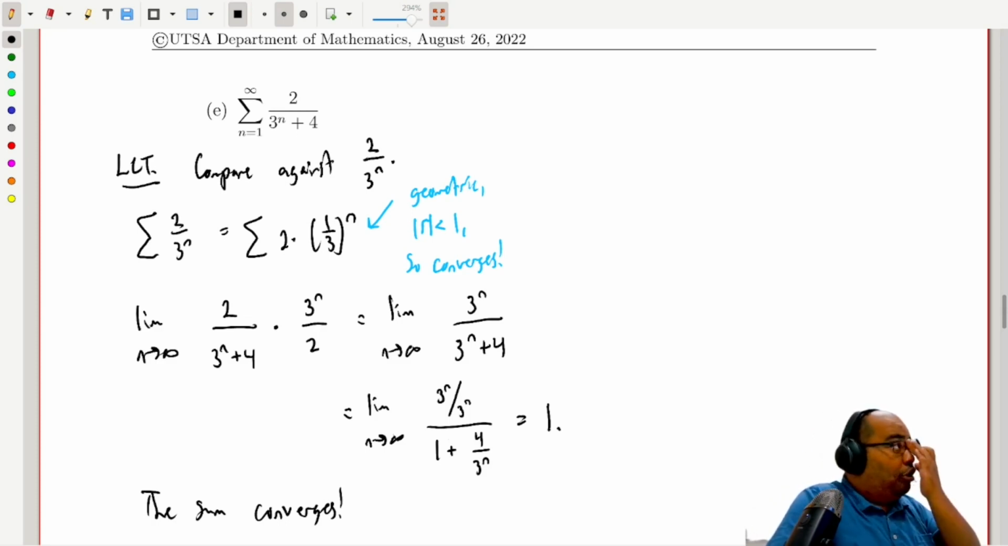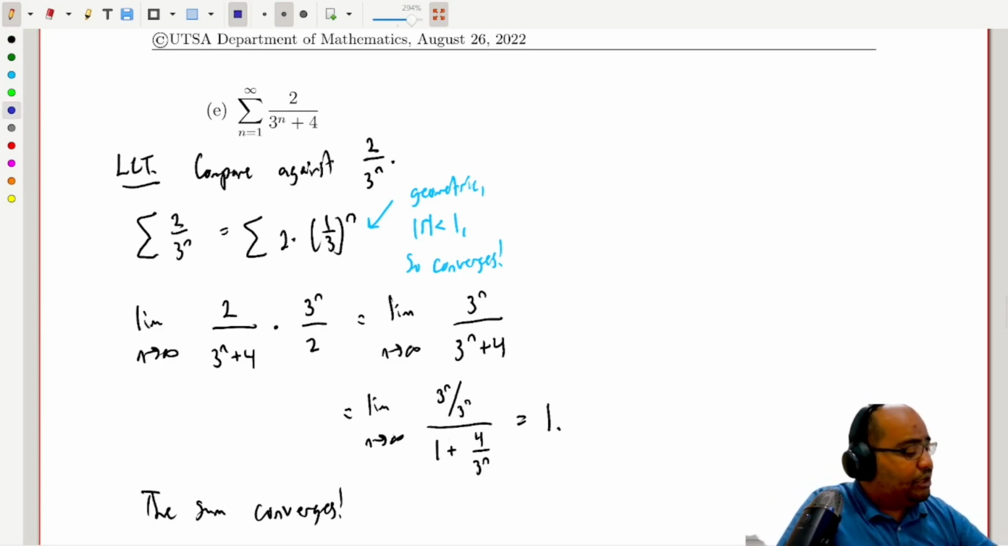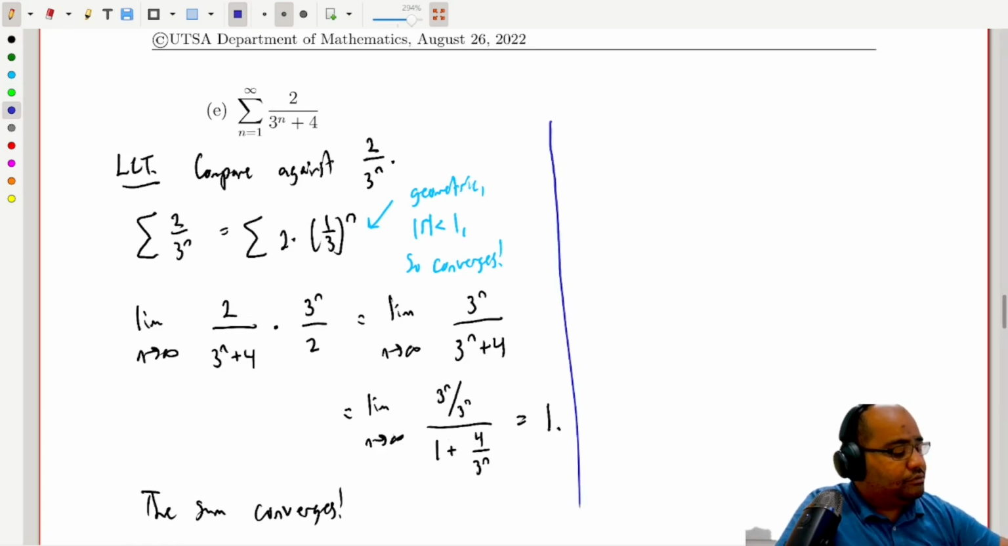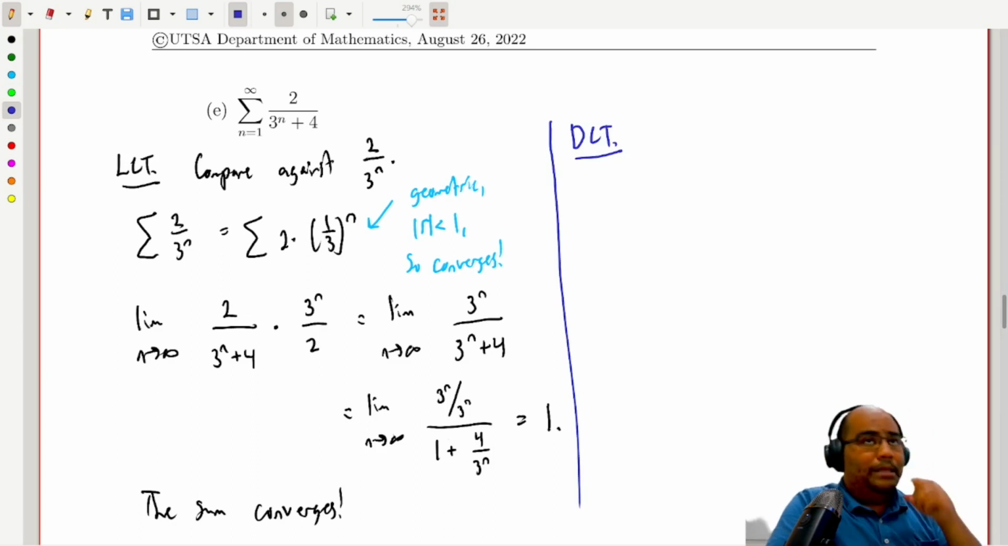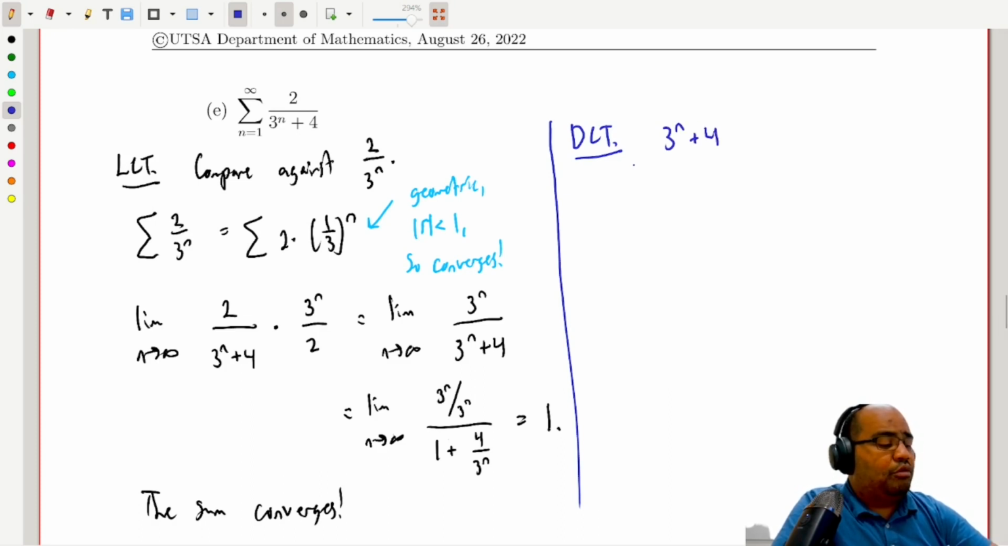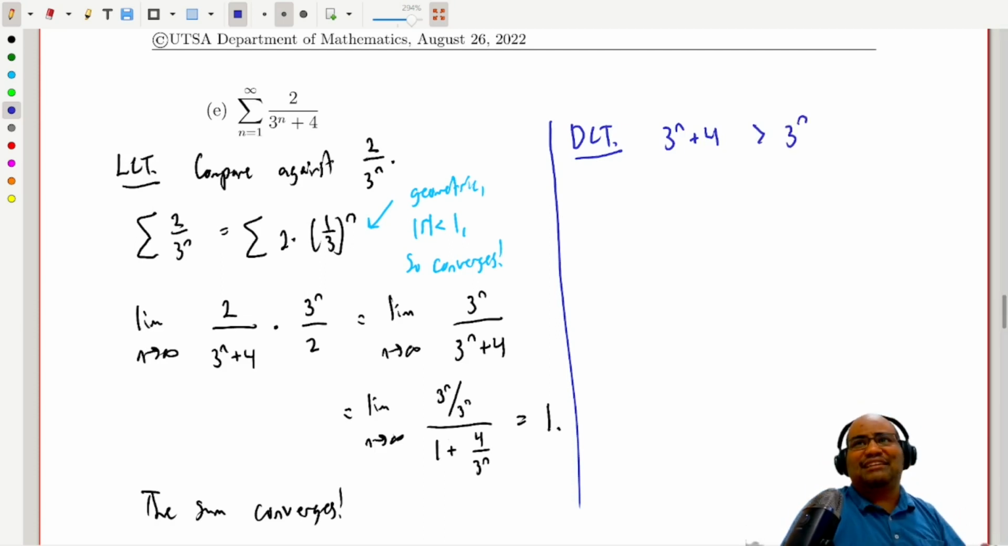Now you can also get this directly by using the direct comparison test. Let's show that really quickly here. We're going to use that same reasoning as before. 3 to the n plus 4: if I remove that 4, I'm going to make this thing smaller. So 3 to the n plus 4 is certainly bigger than 3 to the n. Well, that makes sense, right?